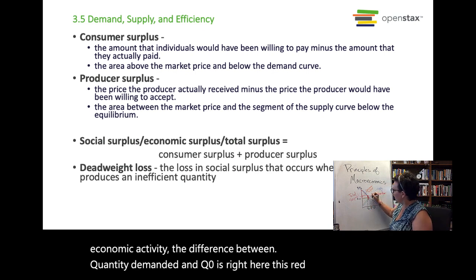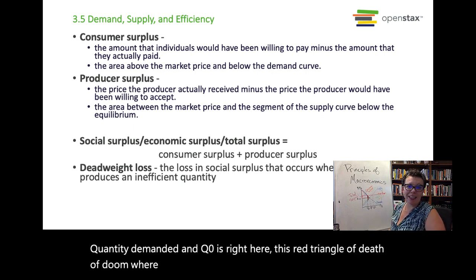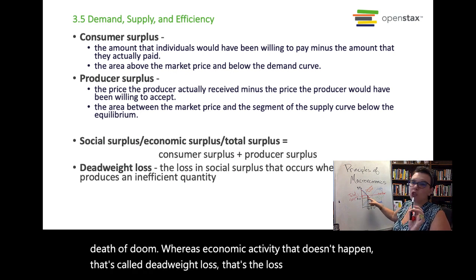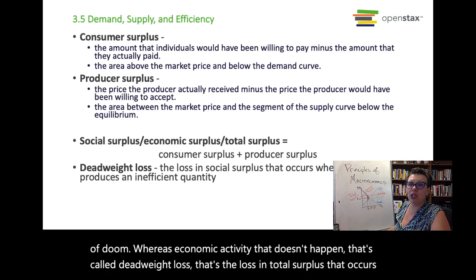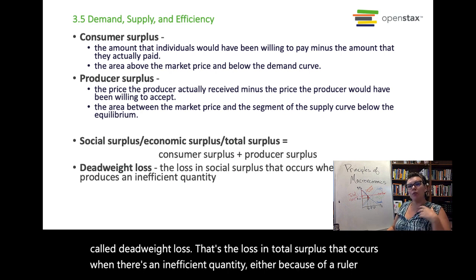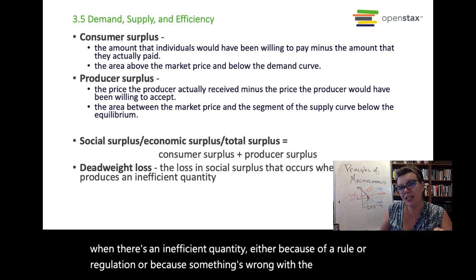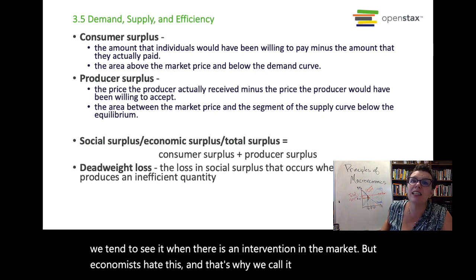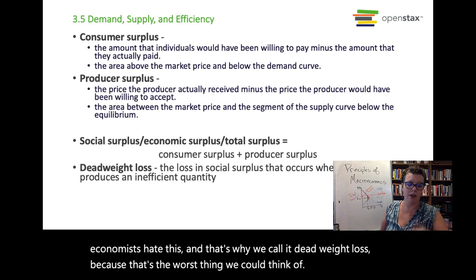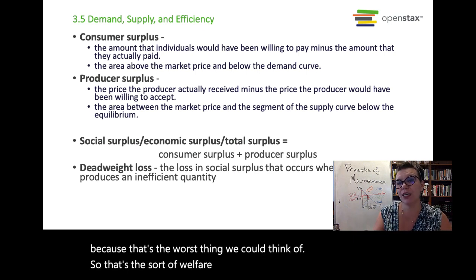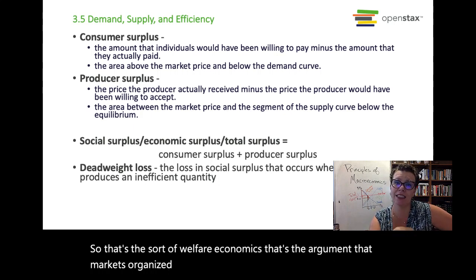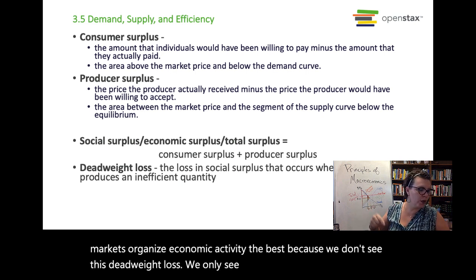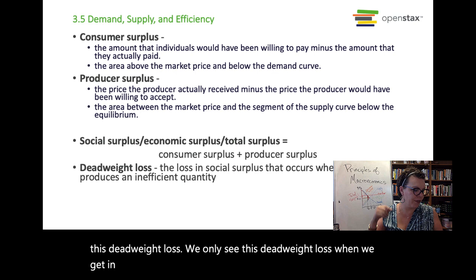This red triangle of death, of doom, where it's economic activity that doesn't happen, that's called deadweight loss. That's the loss in total surplus that occurs when there's an inefficient quantity, either because of a rule or a regulation or because something's wrong with the market. And we tend to see it when there's an intervention in the market, but economists hate this, and that's why we call it deadweight loss, because that's the worst thing we could think of. So that's the sort of welfare economics. That's the argument that markets organize economic activity the best because we don't see this deadweight loss. We only see this deadweight loss when we get in the way of the market.